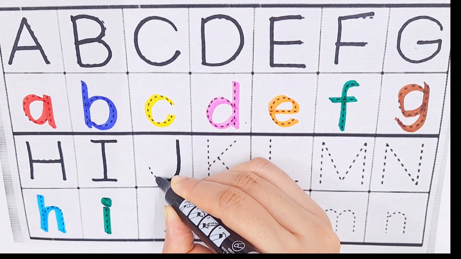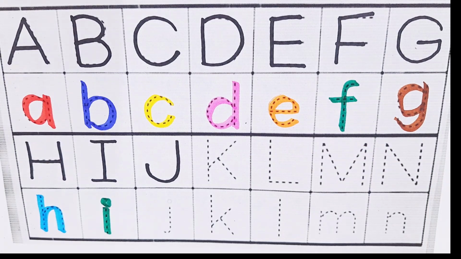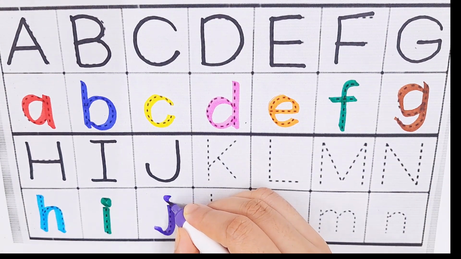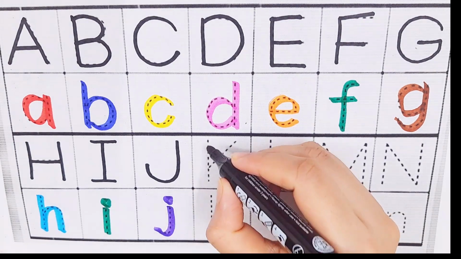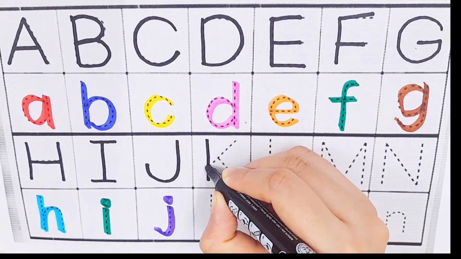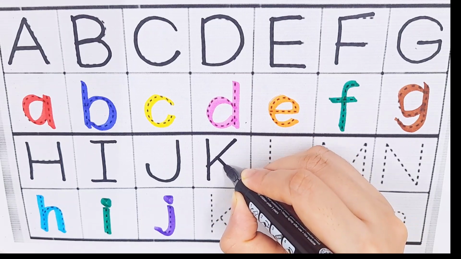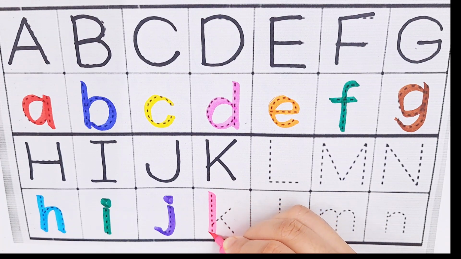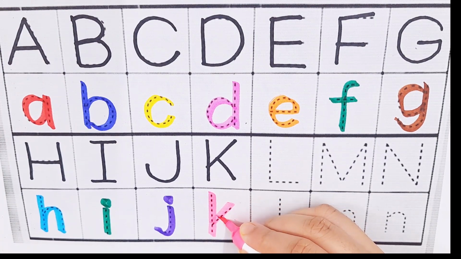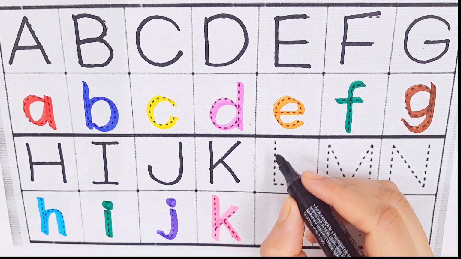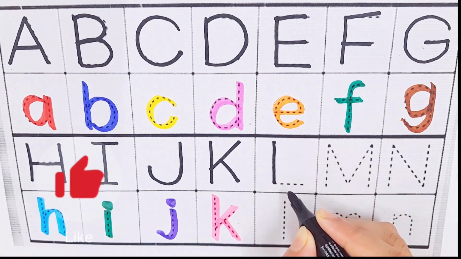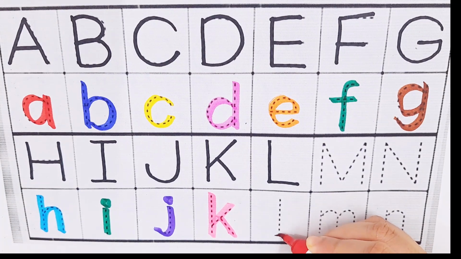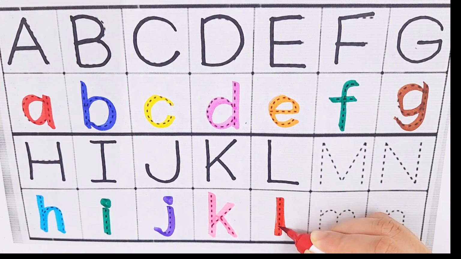J for juice. J for jam. K for kite. K for king. L for lollipop. L for lemon.